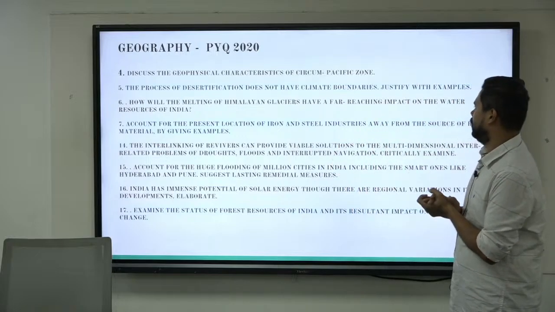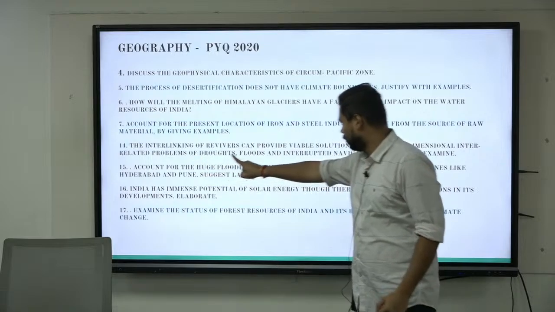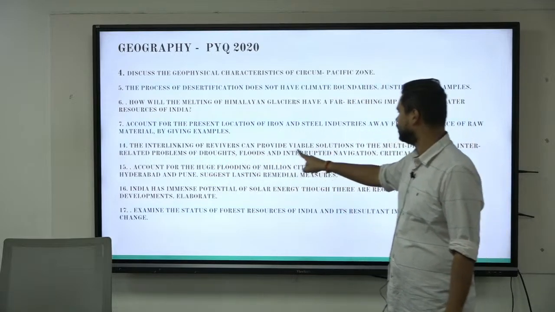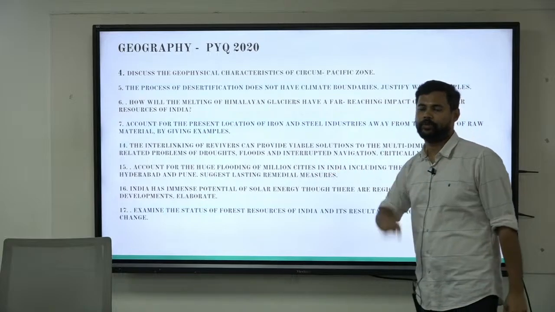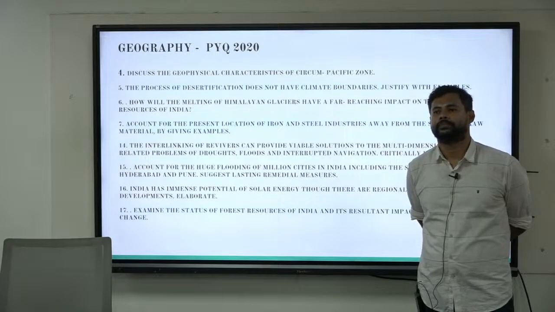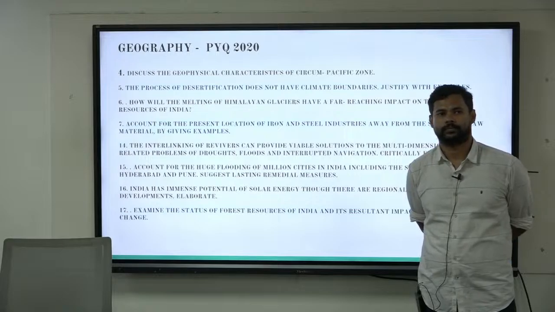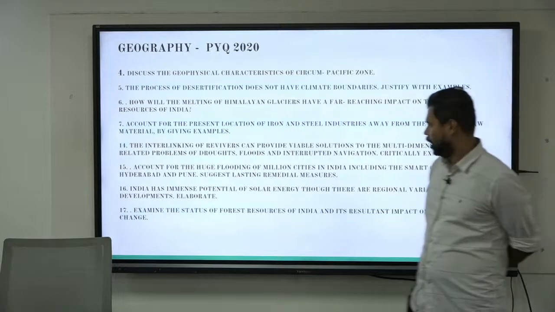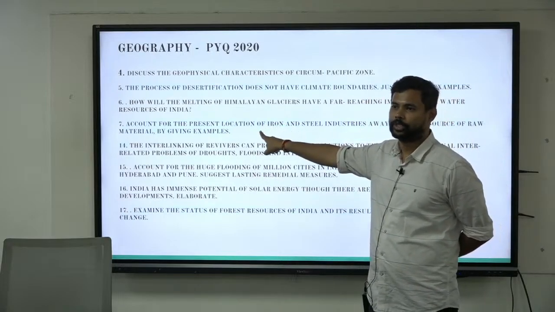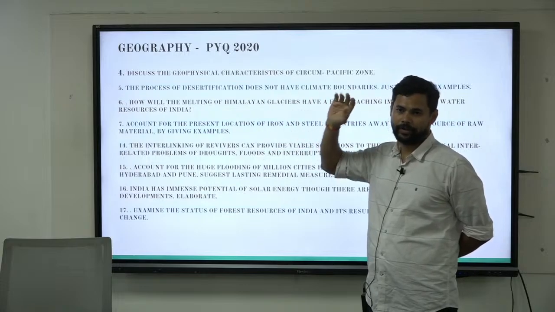Alright. The next is, the interlinking of rivers can provide viable solutions to the multidimensional interrelated problems of droughts, floods, and uninterrupted navigation, critically examined. Where will you put this? Water resources. Okay, next. Where did you put this? Economic geography. Okay, put it as economic geography.